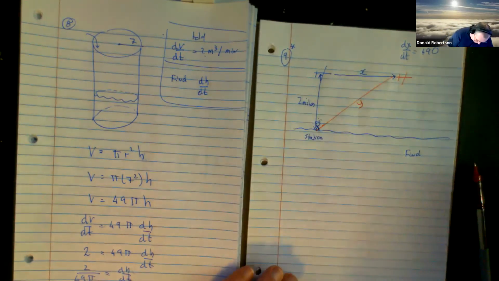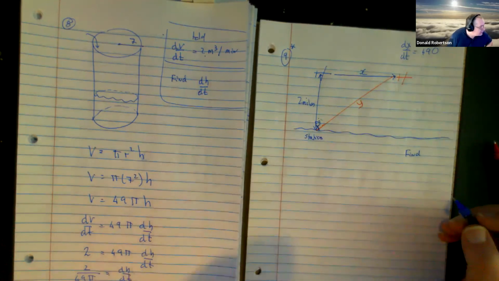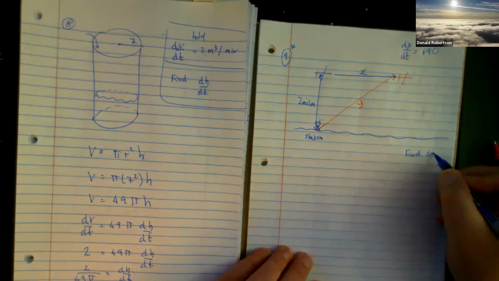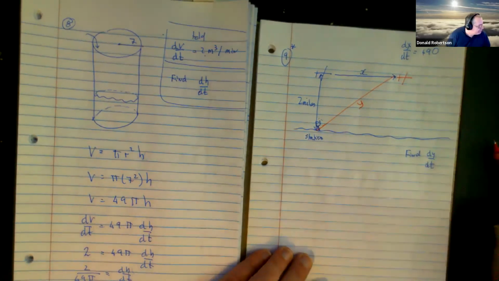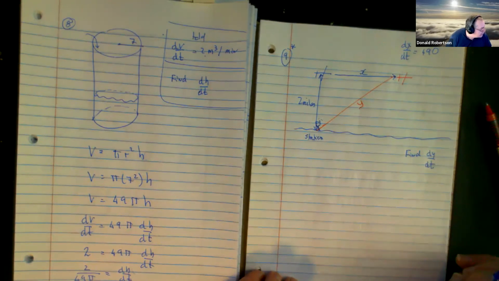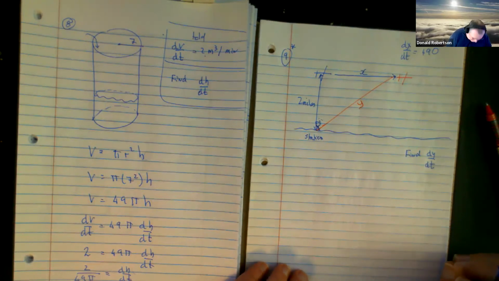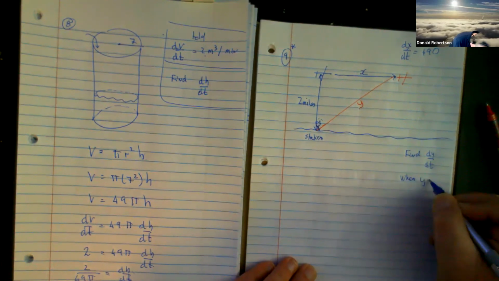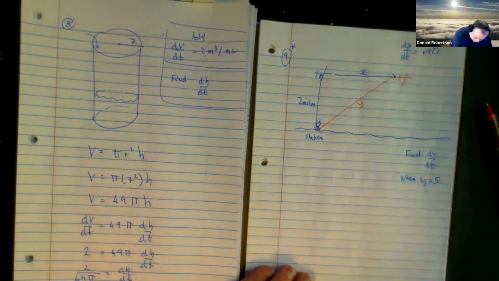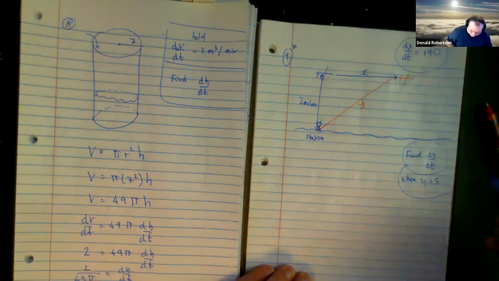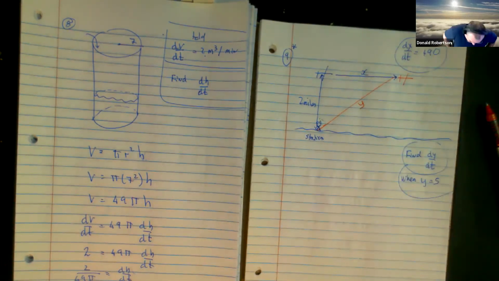And we're being asked to find the rate at which the distance from the plane changes. So we're being asked to find dy by dt. And we're being asked to do that at a specific point in time. We have to do it when the total distance is 5 miles away from the station. So we have to do it when y equals 5. So that's all the pieces.